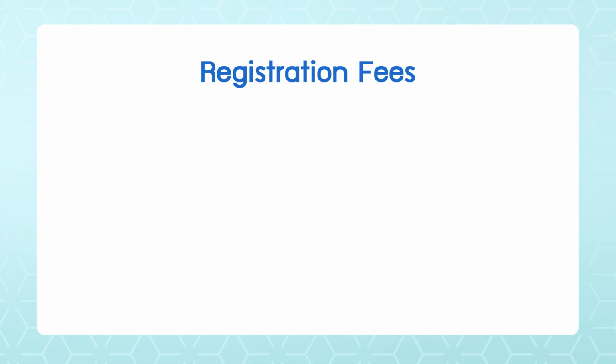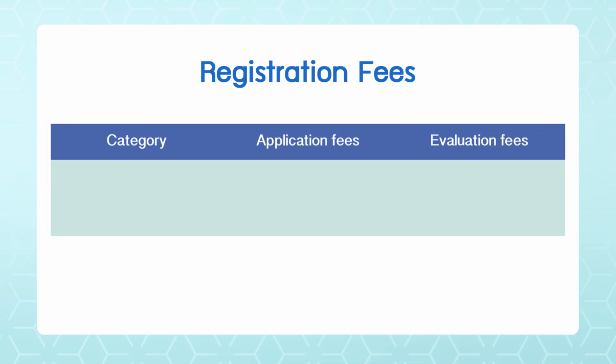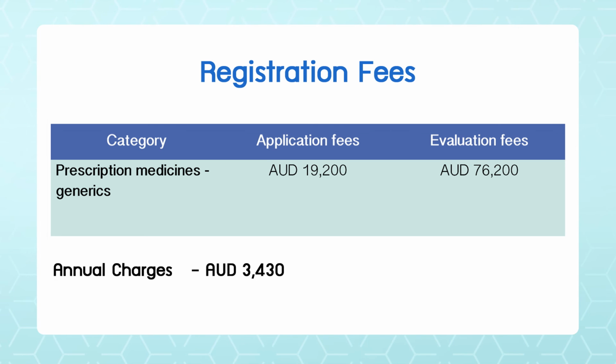The registration fees: the application fee is around Australian dollars 19,000, and the evaluation fee around $76,000. So you can anticipate a total of around $100,000. Even for Core A and Core B, the fees are similar, and they do not have a renewal fee. You have to pay an annual charge. So there is no renewal every 3 years or 5 years, and you continue paying an annual charge.